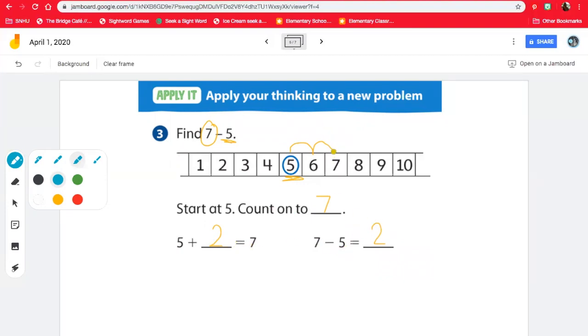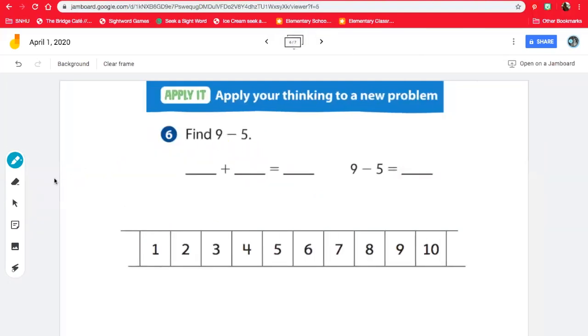But if you want to double check your work, let's try it this way and count back 5. So 7, so we have 1 jump, 2 jump, 3, 4, 5. Did it bring us to 2? It did bring us to 2. So that's how you could check your work if you're unsure.